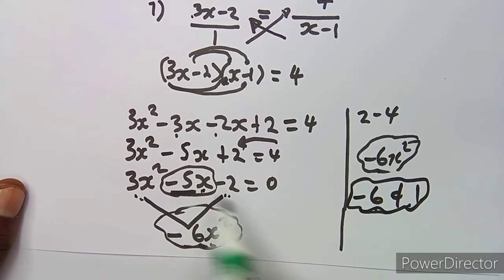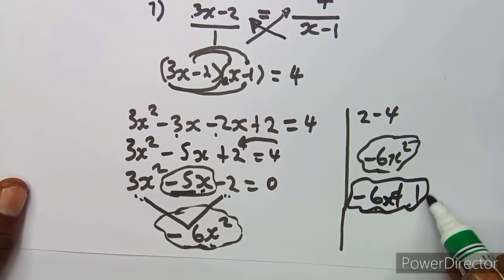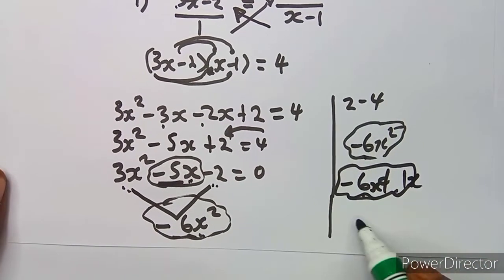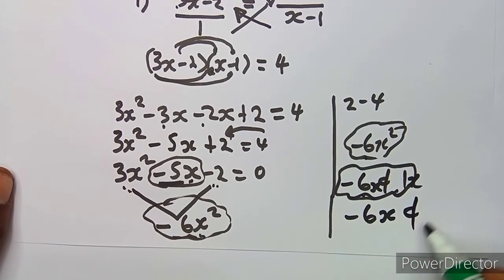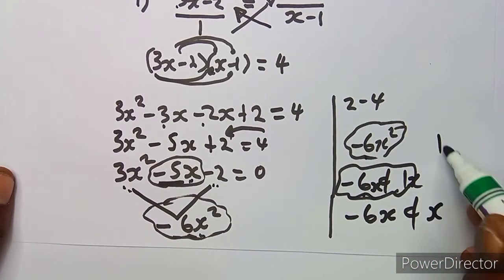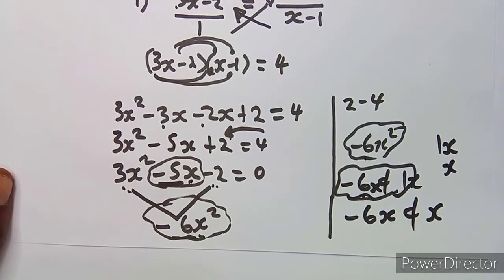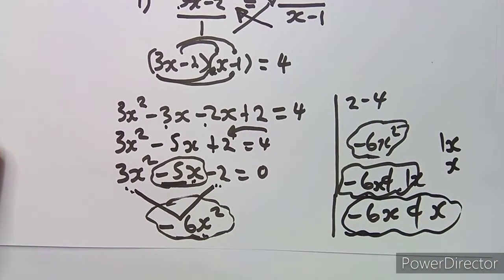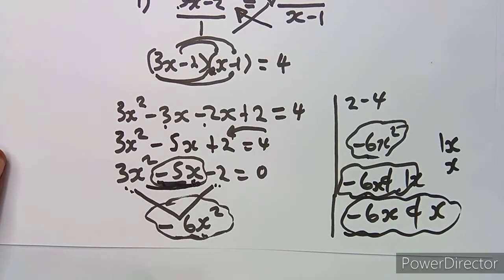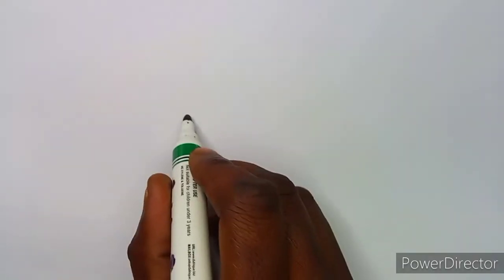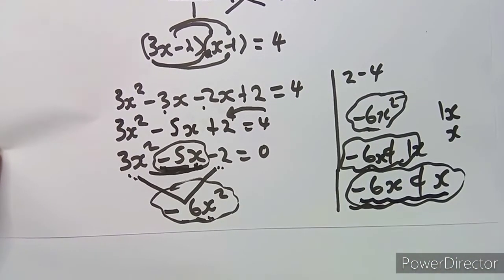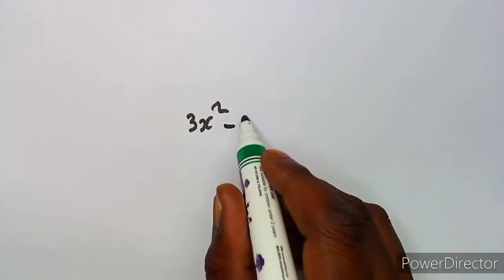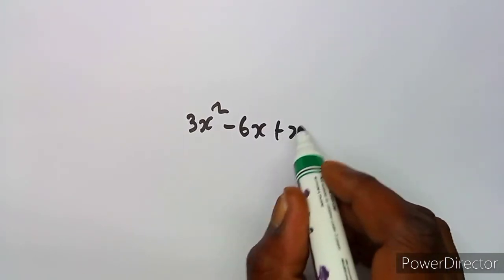But take note, there is x. So you're going to write this as minus 6x and this is 1x. But 1x is same as x. So it's minus 6x and x. Okay, so there's no effect. So we're going to replace these two terms into the middle term, which is minus 5x. So it's going to be 3x squared. Then we replace minus 6x and plus x. So it's minus 6x plus x, like this.